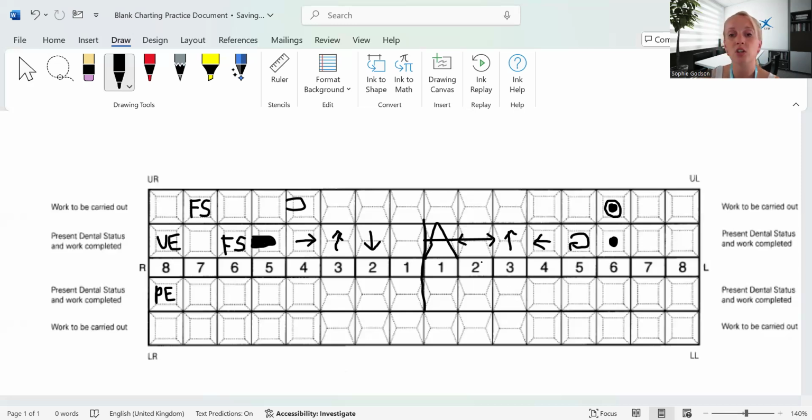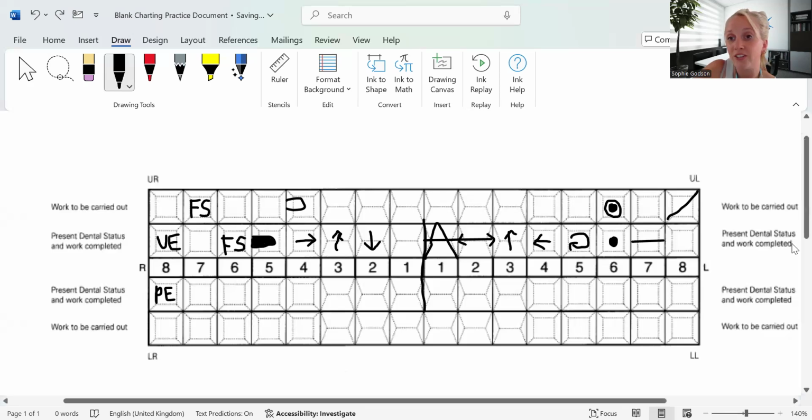Okay, so we'll go back to the extractions. So these teeth are missing. This is a denture. This is closed. The 7 is just simply missing. So that is just a straight line across like this. But what if the tooth has been extracted in this course of treatment? If the tooth has been extracted in this course of treatment, we're going to draw a cross. That is terrible.